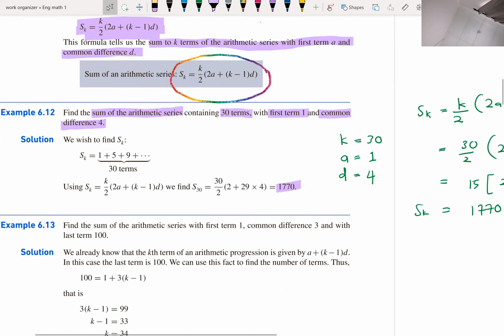Okay. So lastly we will get the answer is equal to 1717. Okay, so this is the sum of arithmetic series. Okay, next.